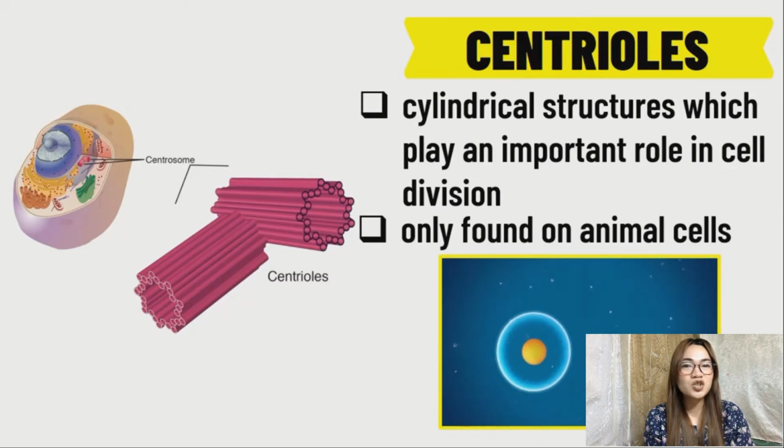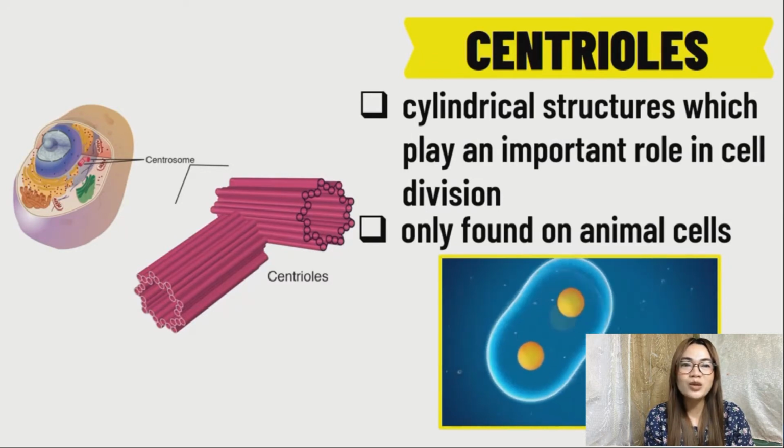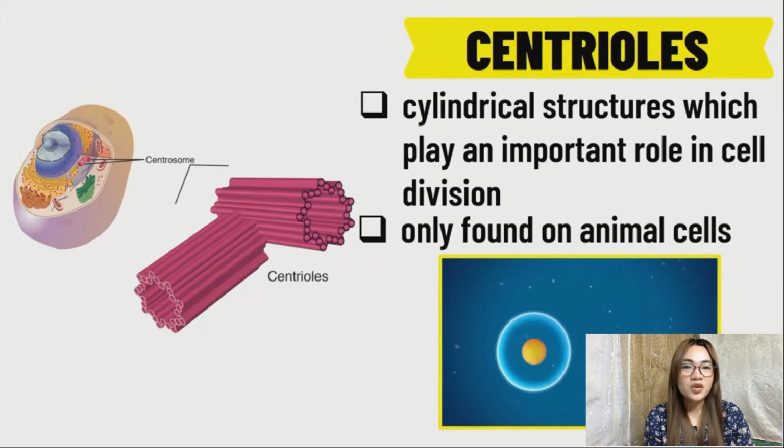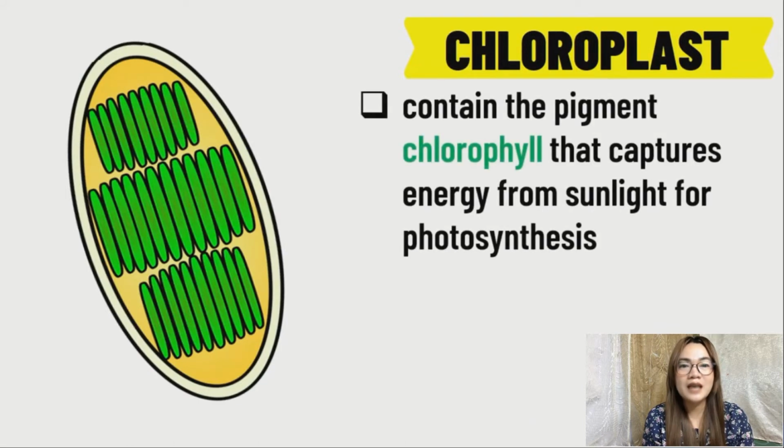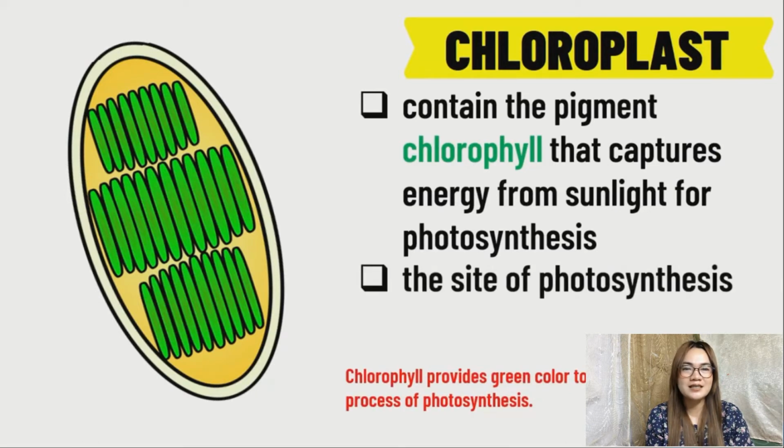The next structures are parts that can only be found in plant cells. First is chloroplast. Chloroplast contain the pigment chlorophyll that captures energy from the sunlight for photosynthesis. Therefore, the chloroplast is the site of photosynthesis. It is the process through which plants produce their own food. Animal cell has no chloroplast. Thus, animals cannot make their own food.